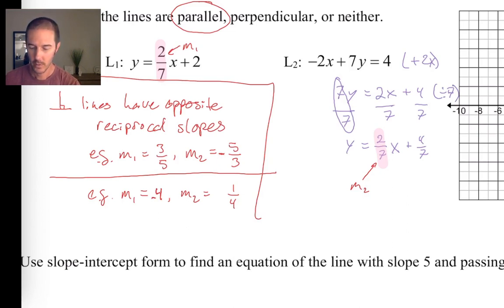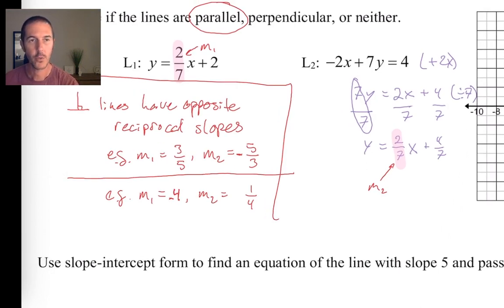That would be an indication that you're working with perpendicular lines. If your slopes aren't the same and your slopes are not opposite reciprocals, then you are not looking at lines that are perpendicular or parallel, so you would answer that they are neither.